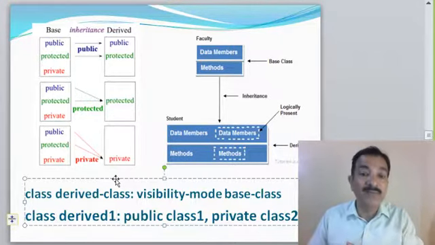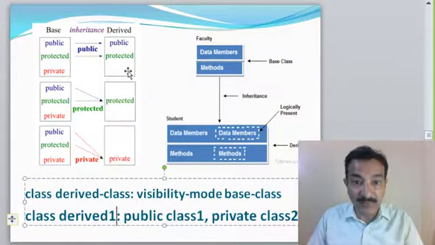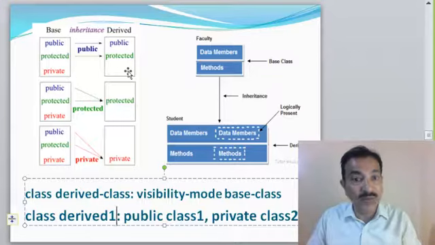Naturally, private members are never inherited. So nowhere you see that private members are there. Private members by default are never inherited. Only the public and the protected members are inherited.